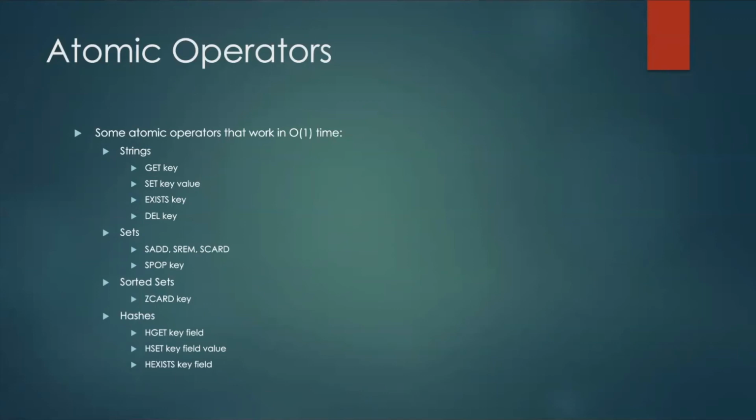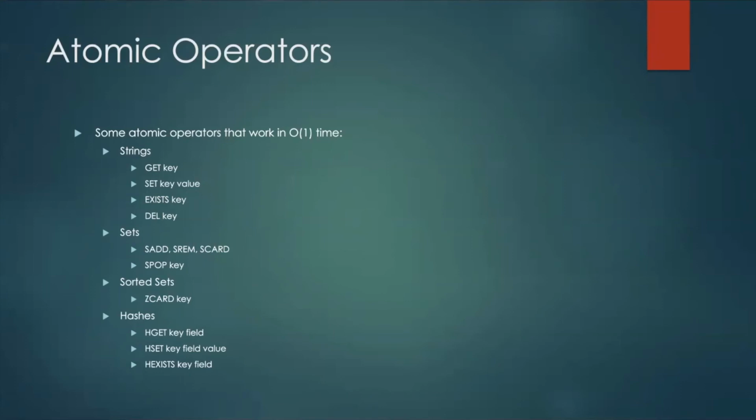Get key gets the value of a key. Set key value sets the value at the specified key. Exists key returns 1 if the key exists, or 0 if the key does not exist. Del key, which could also mean delete key, removes the key that holds a string value.